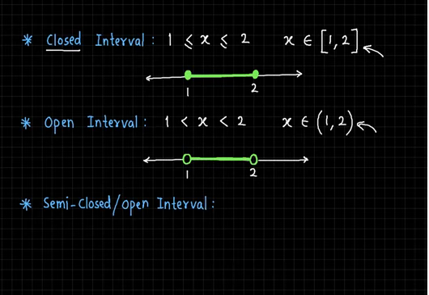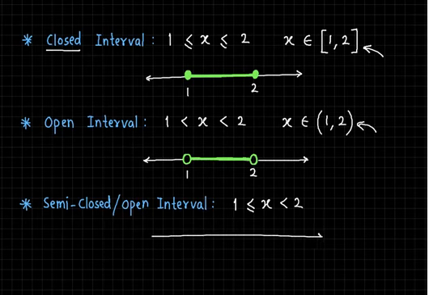And the semi-closed or semi-open interval is a mixture of closed and open. That means, what if we have something like this: 1 less than or equal to x but less than 2. So you see it is closed on one end but open on the other end. So here we have 1 and 2. Now being closed at 1 we will darken the circle at 1, but being open at 2 we will show the hollow circle and the region between them is to be darkened.